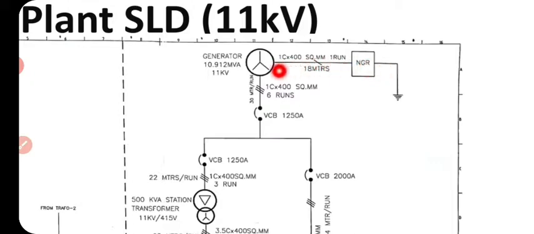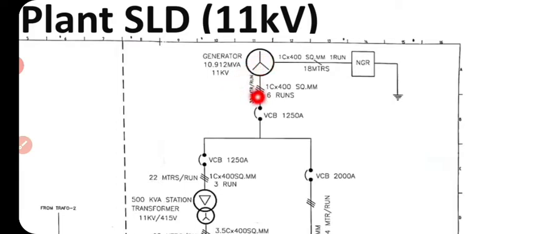What this line shows, 1C 400 SQMM, means single core 400 square mm. This is the rating of the cable. Single core 400 square mm cable, one run means single cable. How much length was there? 18 meters. And what is this NGR? NGR is neutral ground resistor. The armature winding of a synchronous generator is usually star connected, so the neutral was given to the NGR panel, the neutral ground resistor. And the rest, 3 phases.